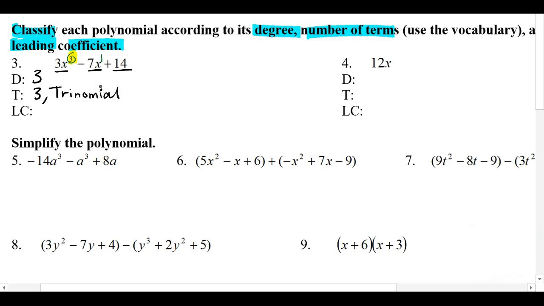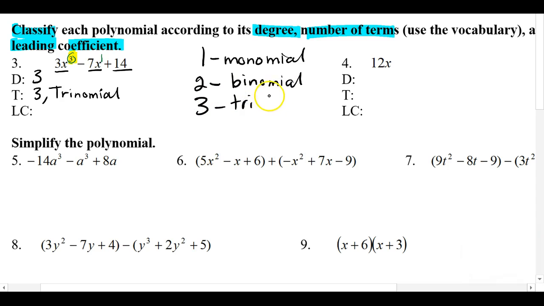And again, let me list those different types. If we just have 1 term, it's monomial. If it's 2 terms, it's binomial. And if it's 3, it's like a triangle with 3 sides, trinomial. And if it's 4 or more, then it's just a polynomial.